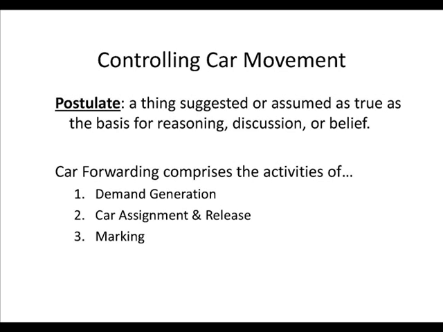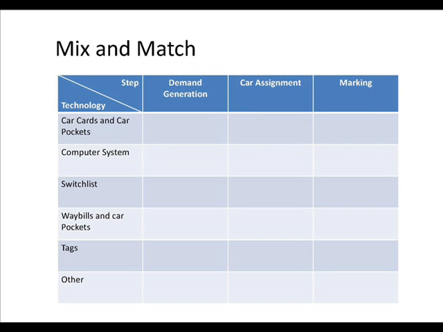I postulated that perhaps we could break it into three sections. The creation of demand to simulate the industry's need for cars, the assignment of the cars that are available to that demand and their release, and then finally a way to actually mark those cars so that the operators knew where they needed to go. If we were to break car forwarding systems down into these three steps, maybe we could use different approaches for each of those three steps and combine them in interesting hybrid ways.